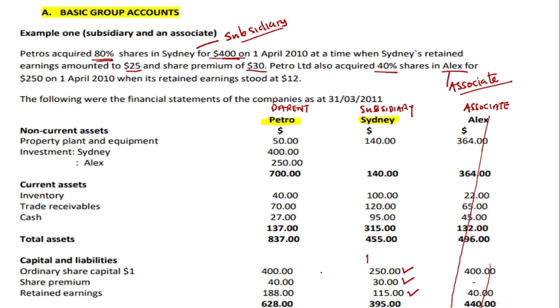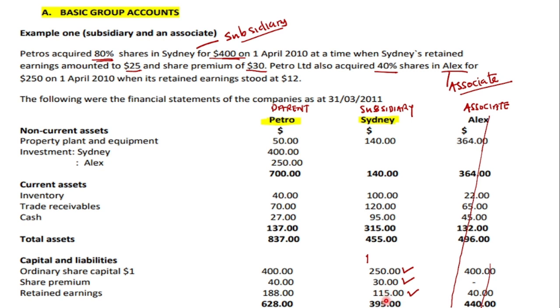But then for the retained earnings, let's just go a little bit up there to the first paragraph. We are told Petro acquired 80% of the shares in SIDIN for 400 on the 1st of April, at the time when SIDIN's retained earnings amounted to 25. So the 25, this is the retained earnings at the date of acquisition. Similarly, even the share premium, we had 30 as well at the date of acquisition. But when you come to the financials in here, you find also share premium 30, indicating that there was no movement. But the retained earnings would move from 25 and then to 115.